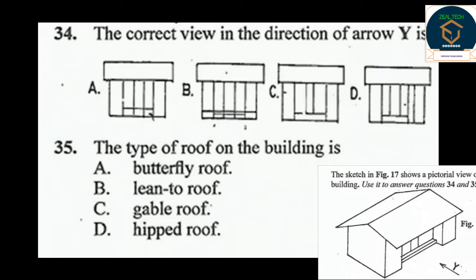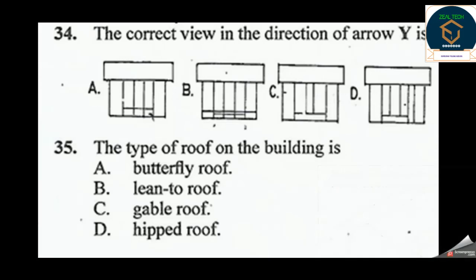Number 35 asks for the type of roof on the building, which is nothing but a gable roof. The answer is gable roof. That's the type of roof that this house has.